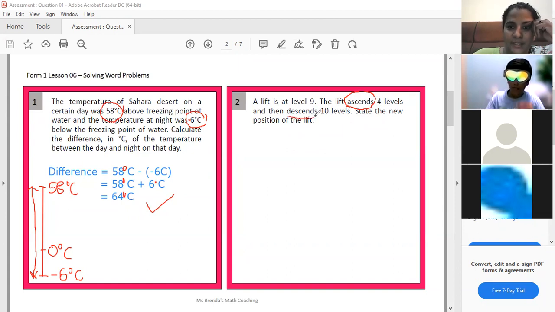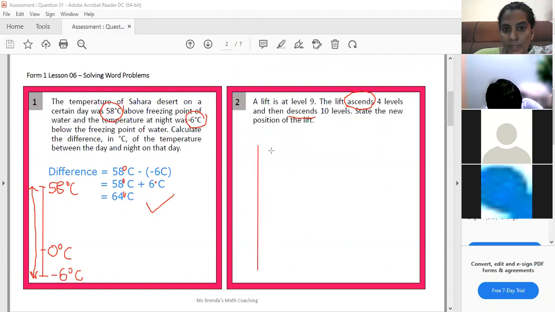4 levels and then descends 10 levels. State the new position of the lift. So in other words, again, you draw a line to help you. So this is your lift going up and down. And you are now starting at level 9. It goes up 4. So you plus 4. And then it descends 10.